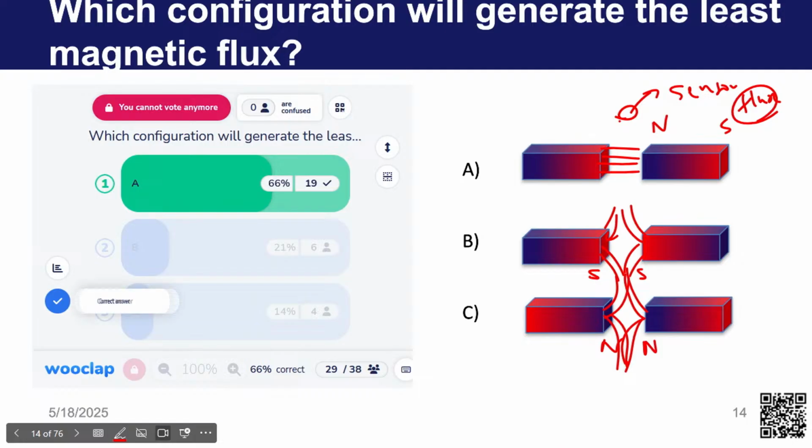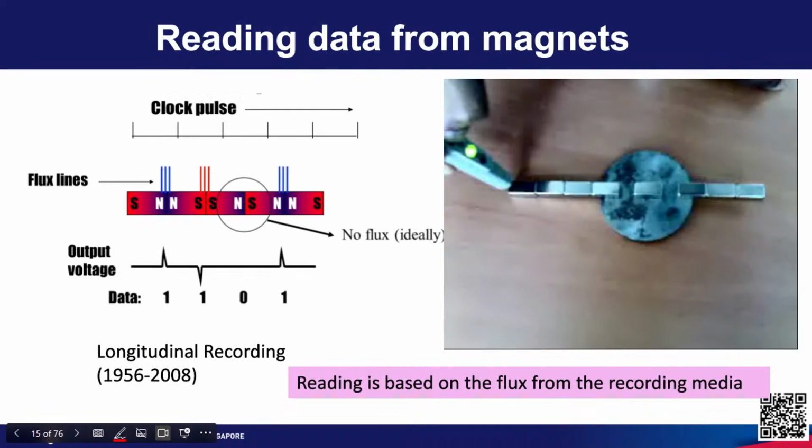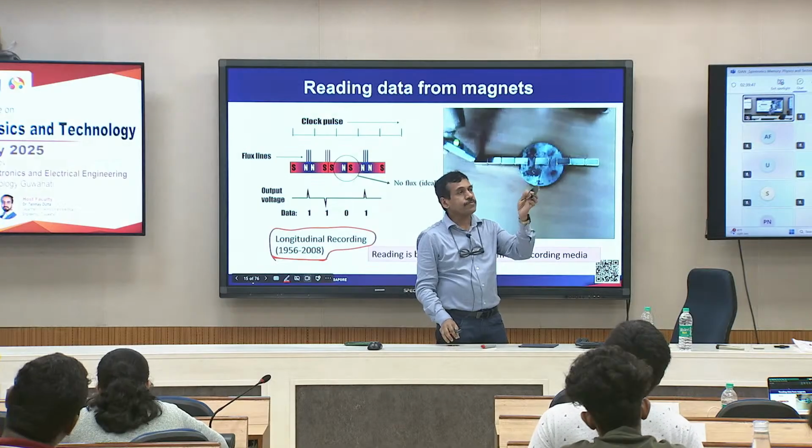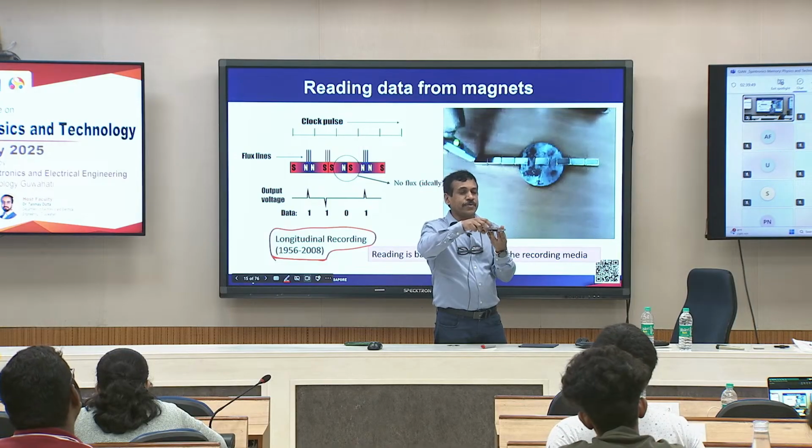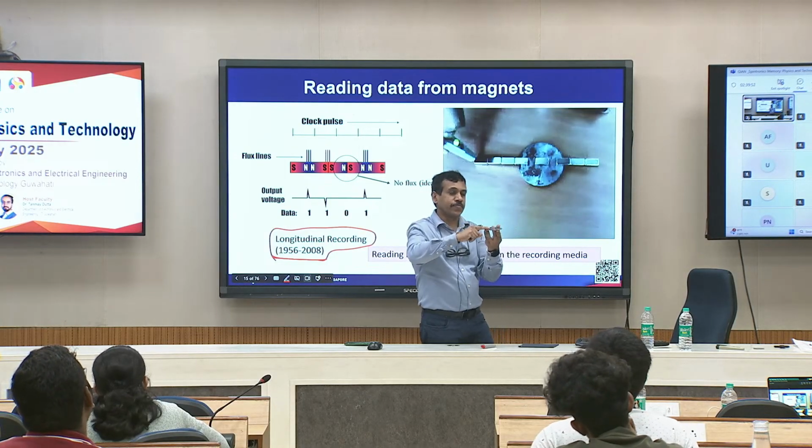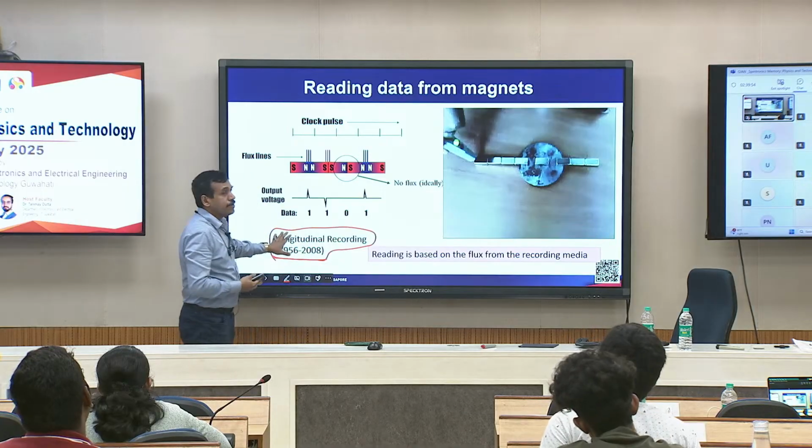Okay, so, this is the principle that we used for sensing information in some very old technology. We used a recording technique called longitudinal recording technology for many years, and in this configuration the magnets are placed parallel to the disk surface. We use this kind of disks to store information. When the magnetization of the material is parallel to the disk, then we call it longitudinal recording.